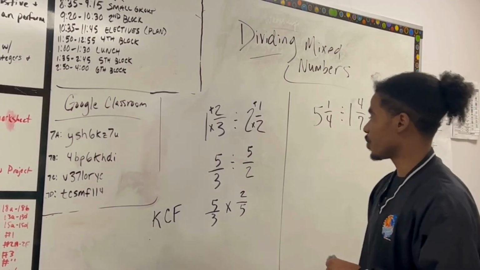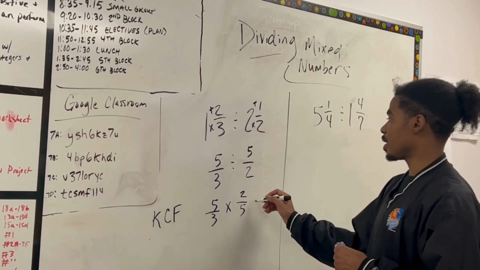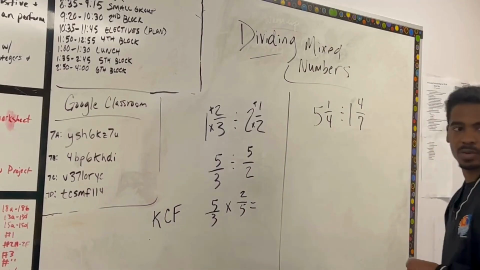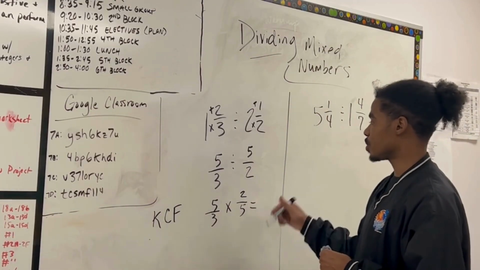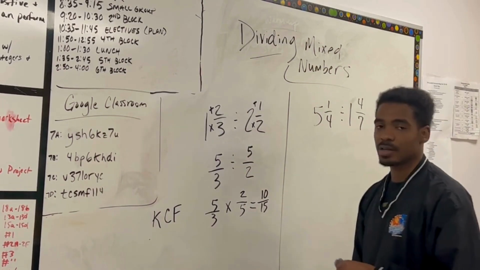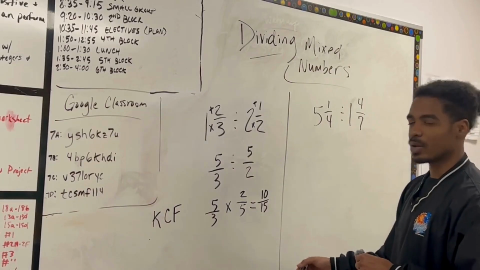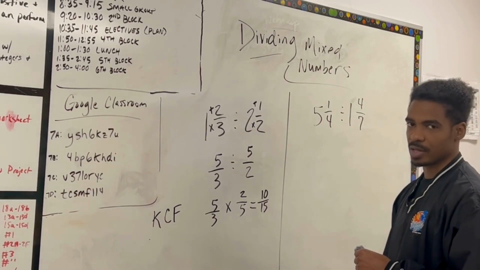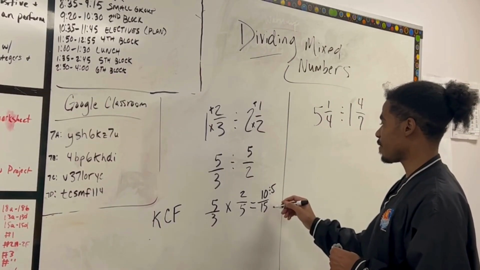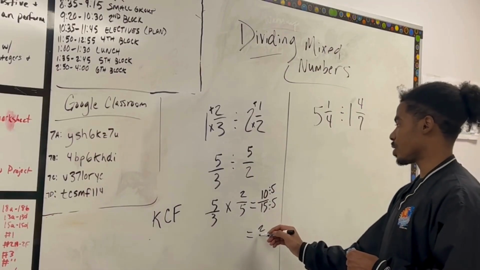If we're looking at this now, we got 5/3 times 2/5. Now that I have a numerator and a denominator, I can basically just multiply going left and right. So 5 times 2, 10. 3 times 5 is 15. Now 10/15 can actually be simplified. You got to think, what number can go into 10 and 15 evenly? That would actually be 5. If I divided the numerator and denominator by 5, that would give us 2/3.